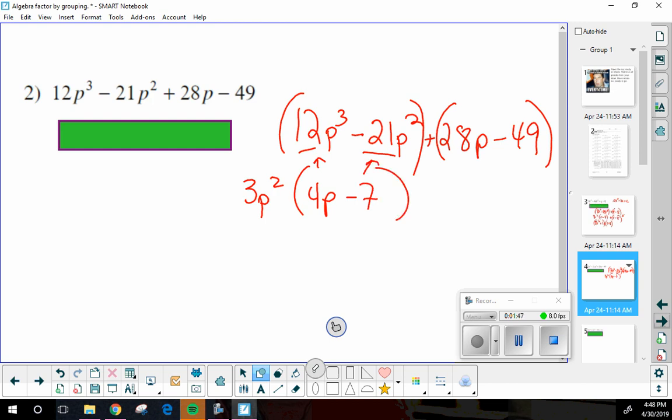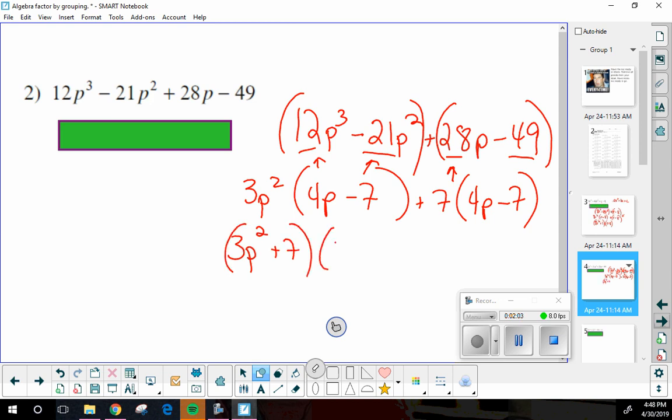term. And this has a greatest common factor of 7. I would multiply it by 4p here. Oh, and then minus 7 over here as well. So my answer would be 3p squared plus 7 times 4p minus 7.